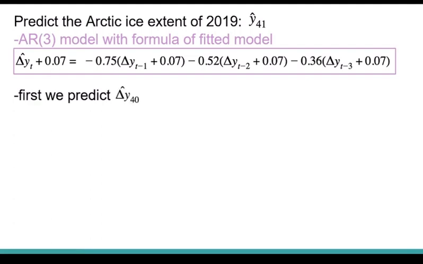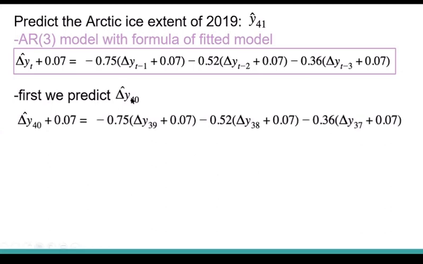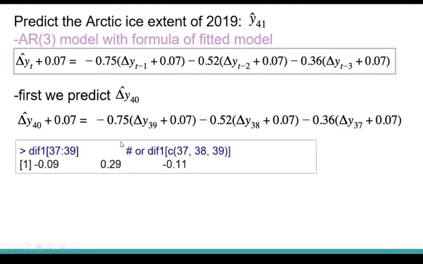The very first thing we need to do is to predict data Y40 that I talked about. What you're going to write is 40 right here. 40 minus 1 is 39. 40 minus 2 is 38. And 40 minus 3 is that. Look at what I have now. We actually want to get this guy for 39, for 38, and for 37.